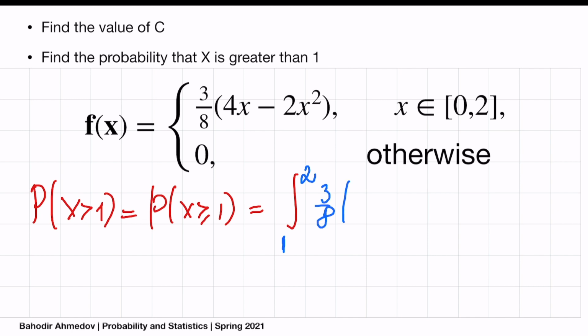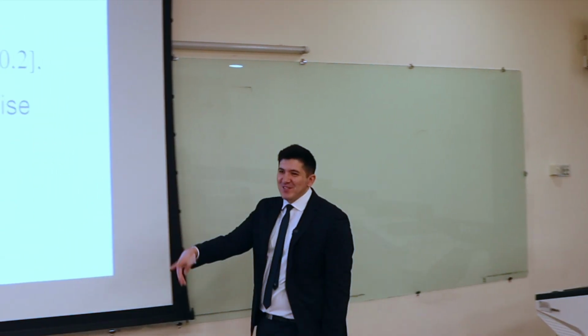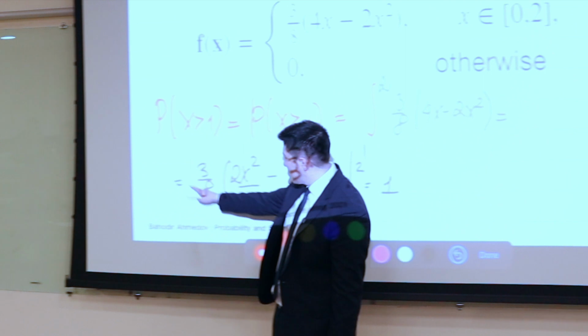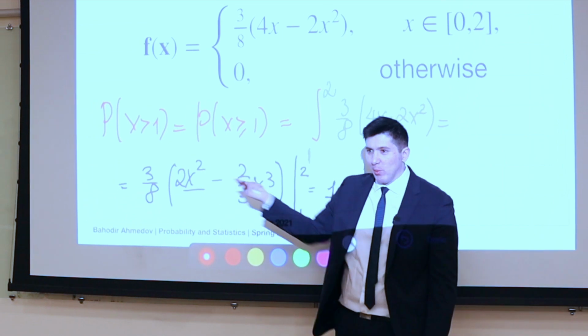3 over 8, 4x minus 2x squared. I'm going to find its antiderivative. It's going to be 3 over 8, 4x squared over 2, right? So minus 2 over 3 x cubed. And I have to evaluate from 1 to 2. If you put the 2, it is going to be equal to 1, by the way, right? Do you remember? It's 1 for sure, because we've just evaluated this. We've chosen c to be equal to 3 over 8, so that when you substitute x equal to 2, it's going to be 1.